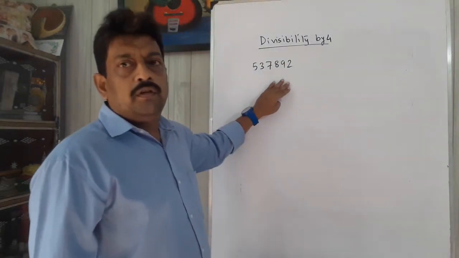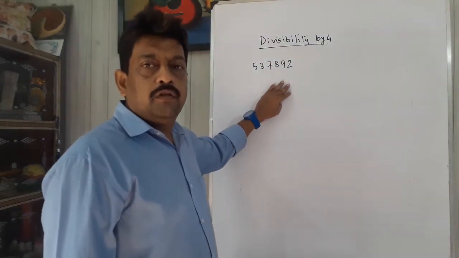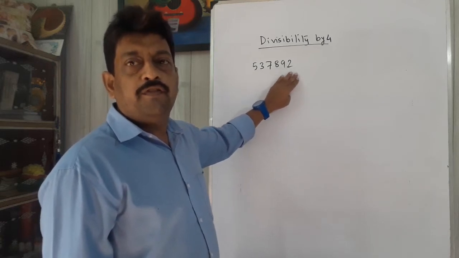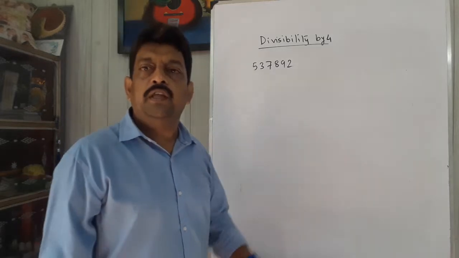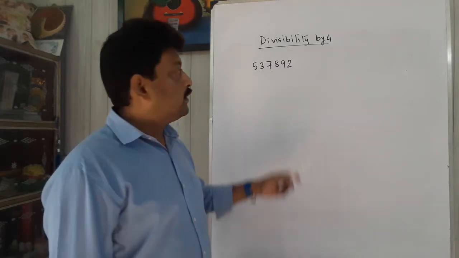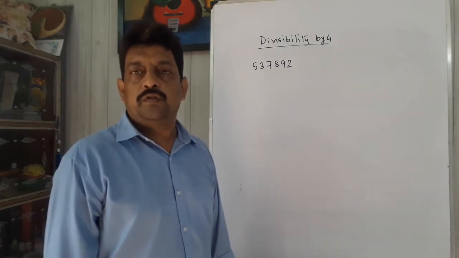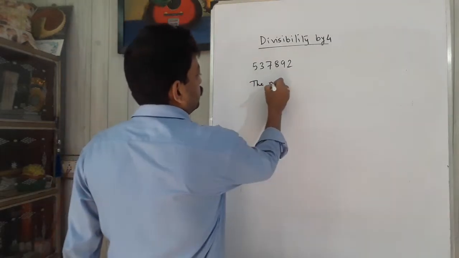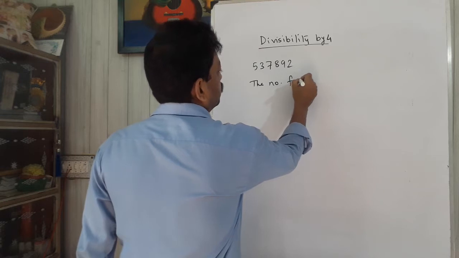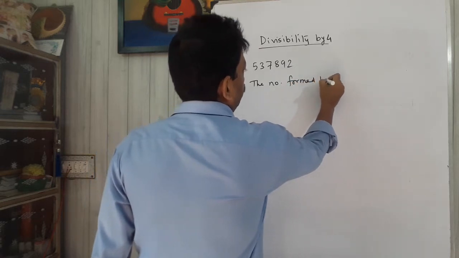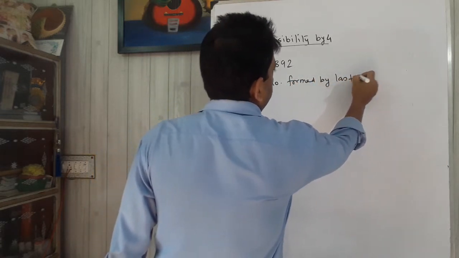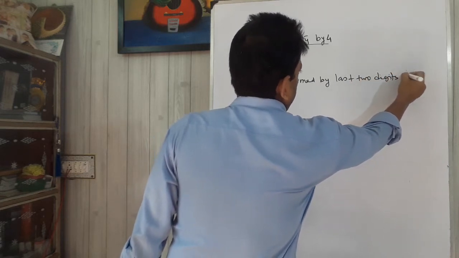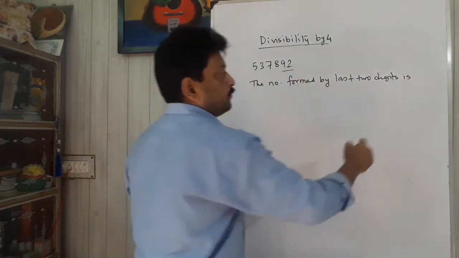In case of checking the divisibility by 4, just see the last two digits, the number formed by the last two digits. If they are divisible by 4, then the given number is also divisible by 4. Means the number formed by the last two digits is 92.